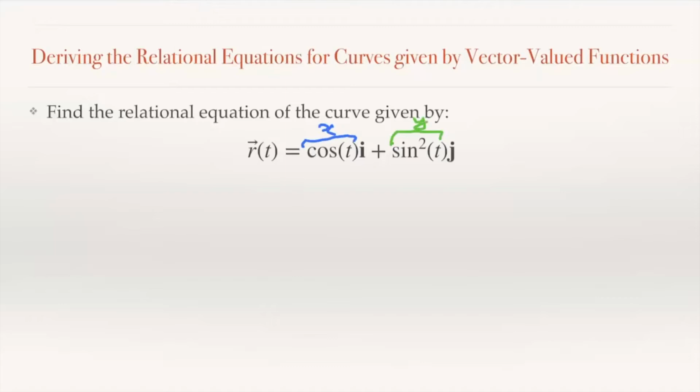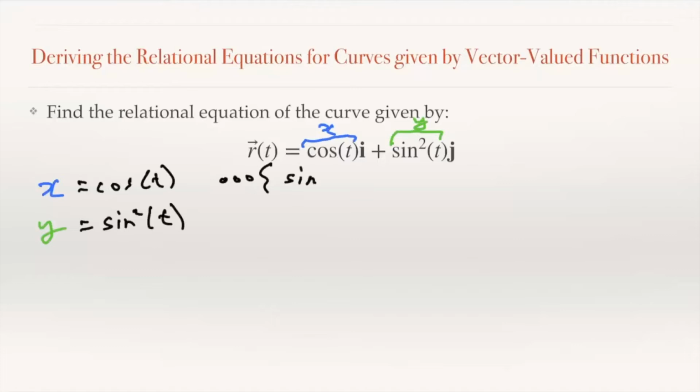Okay, so we have that x is cosine t, y is sine squared t. Once again, we're thinking, okay, we know that sine squared t plus cosine squared t is 1. How can we relate x and y so as to get this identity to eliminate t?